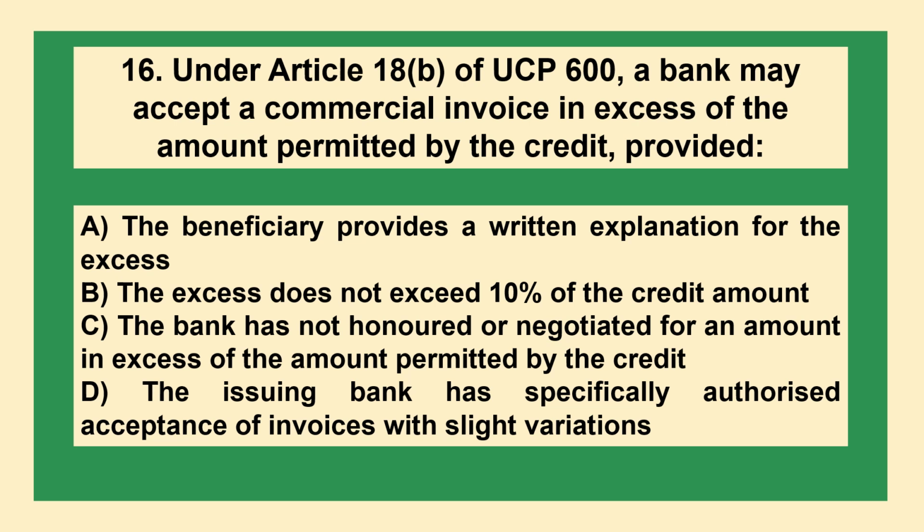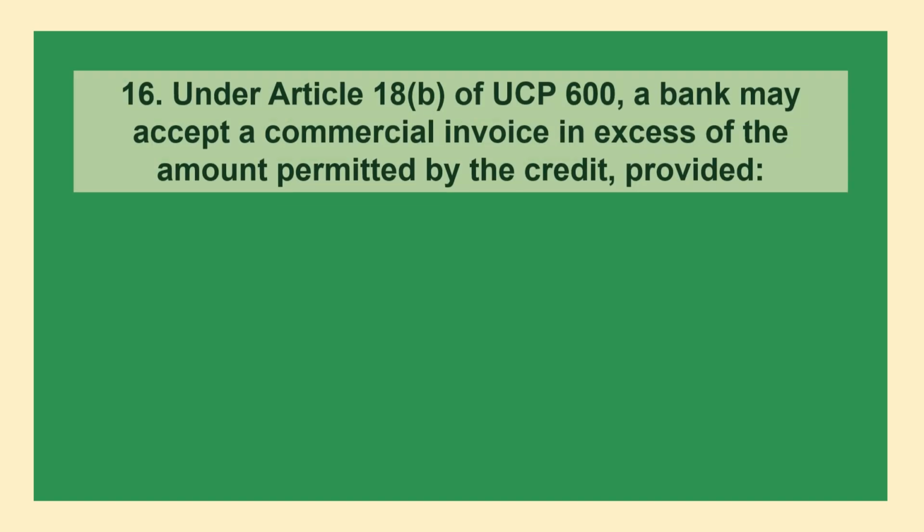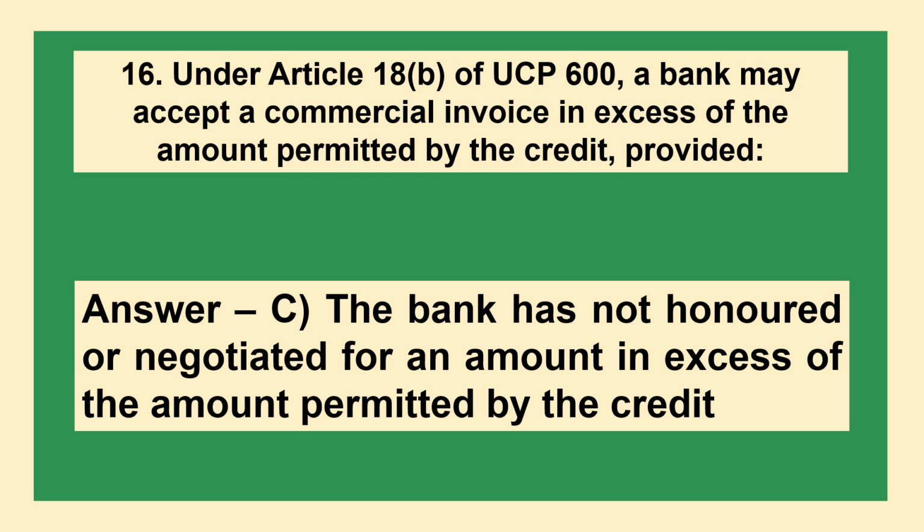Under Article 18B of UCP 600, a bank may accept a commercial invoice in excess of the amount permitted by the credit provided: Option A, the beneficiary provides a written explanation for the excess. Option B, the excess does not exceed 10% of the credit amount. C, the bank has not honored or negotiated for an amount in excess of the amount permitted by the credit. D, the issuing bank has specifically authorized acceptance of invoices with slight variations. The answer is option C. The bank has not honored or negotiated for an amount in excess of the amount permitted by the credit.